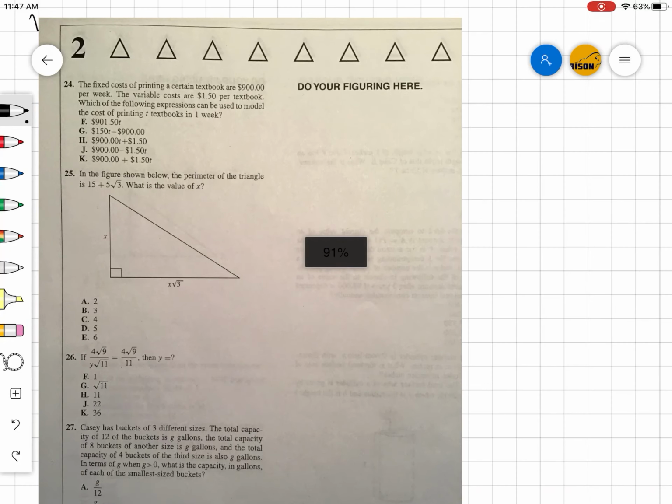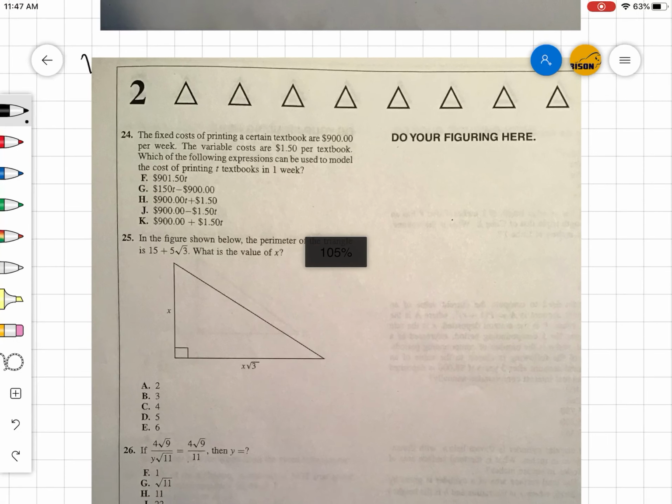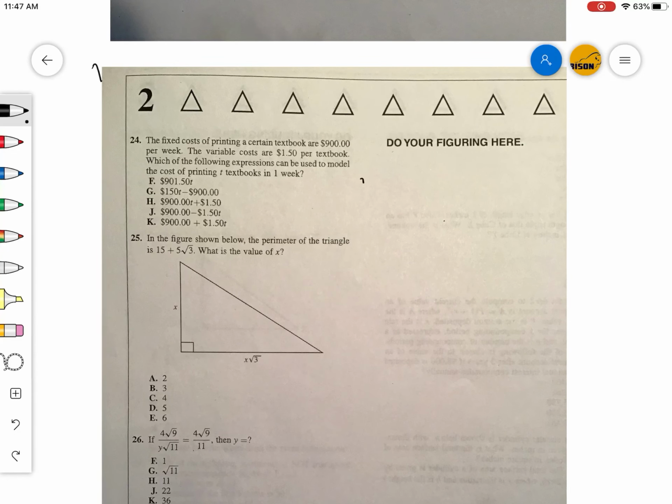So what this one says is it's going to cost you $900 regardless. Oh my goodness, hang on. This one says it's going to cost you $900 regardless. Okay, and then it's going to cost you $1.50 for every textbook you make. Okay, that's going to be your cost. Whoops, that was supposed to be a dollar sign, but my second number didn't come in. There we go.